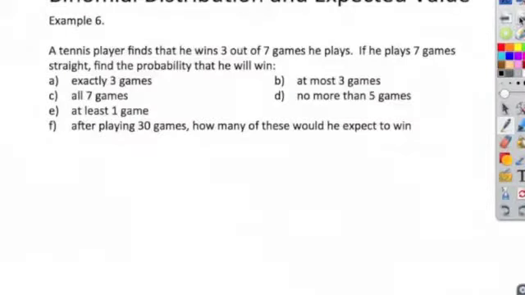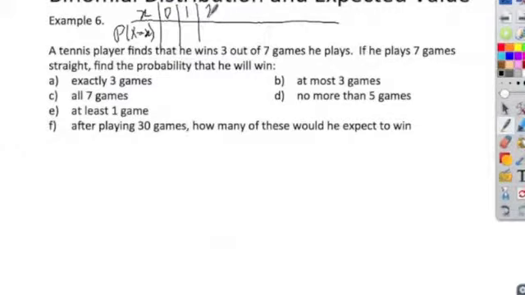And on to the last example here. We have a tennis player who finds that he wins 3 out of 7 games that he plays. If he plays 7 games straight, find the probability that he will win each of these different scenarios. And again, I'll just draw the table up here for this situation. Don't forget all the possible different outcomes that could happen out of 7 games: he might win none, 1, 2, 3, 4, 5, 6, or 7.